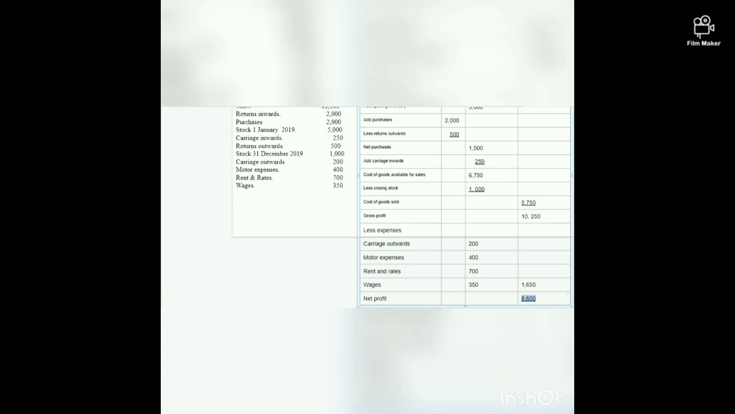For your income statement, you are going to take your revenue and your expenses. The only expense that will not go here is drawings, that will go to the balance sheet. All right.